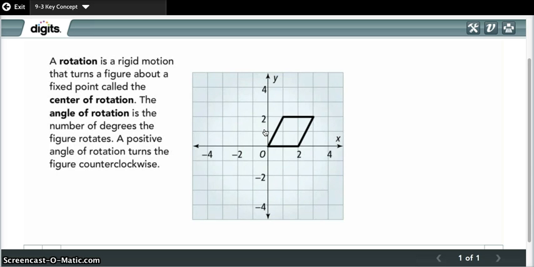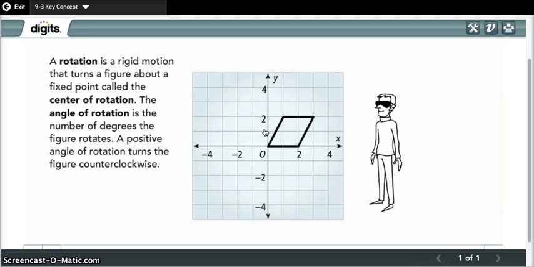A rotation is a rigid motion that turns a figure about a fixed point called the center of rotation. The angle of rotation is the number of degrees the figure rotates. A positive angle of rotation turns the figure counterclockwise. Suppose the origin is the center of rotation. You can rotate a figure 90 degrees, 180 degrees, 270 degrees, and 360 degrees about a center of rotation.